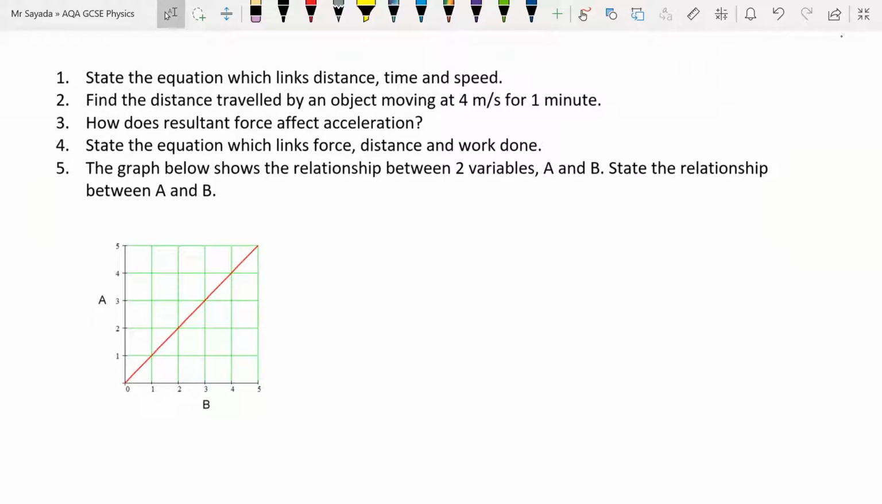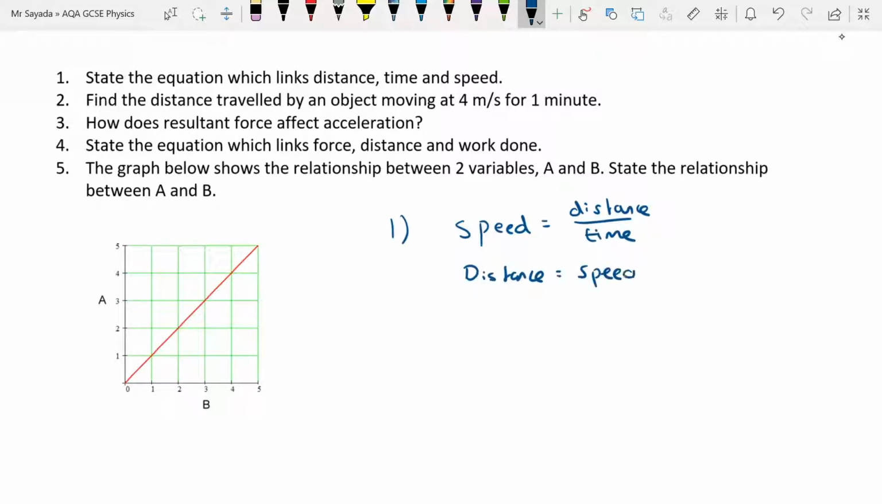You should have now done these 5 questions. Let's go through them one by one. So the equation which links distance, speed and time. You might have chosen to write it as speed equals distance divided by time, or you might have written distance equals speed times time. Both of those versions are okay.